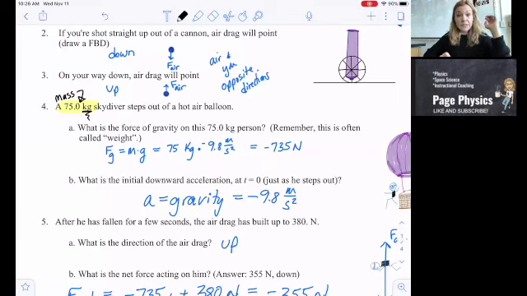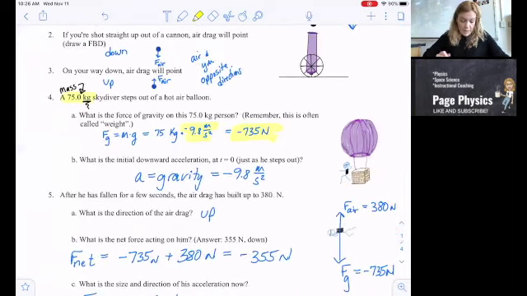I've gone ahead and solved for the skydiver's weight. You take mass times gravity, and you want to make sure that you've got gravity as negative. So the weight of the skydiver will also be negative. We get negative 735 newtons. And what's the initial downward acceleration? It's gravity.